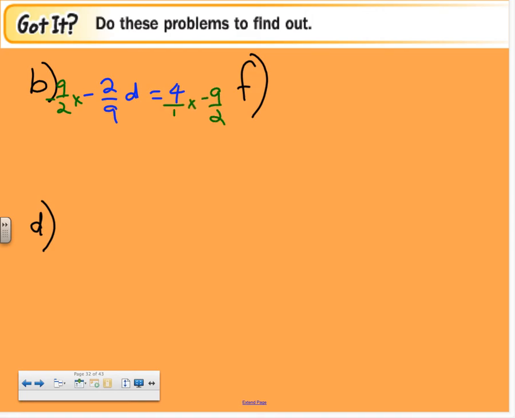Okay, and we can make this a fraction if it helps. Now, I know that -9 over 2 times -2 over 9 is going to equal 1 and essentially cancel each other out. I'm left with a D. Over here, I've got 4 times -9, which is -36, over 1 times 2, which is 2. So I know that D equals -18.